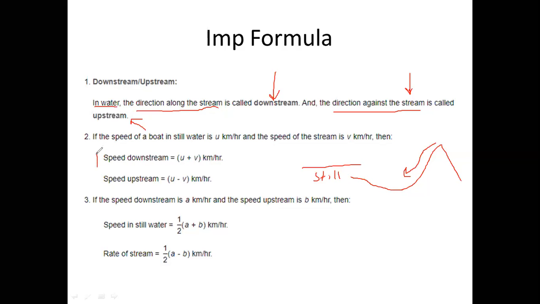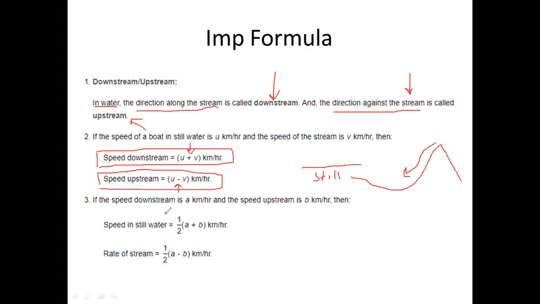Now, this is the formula for downstream, because we are moving along the stream. We are adding it. And if we are moving against, then we are subtracting it. Please remember this thing, right?